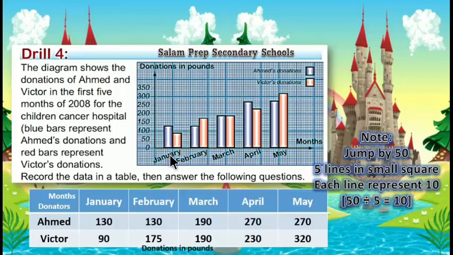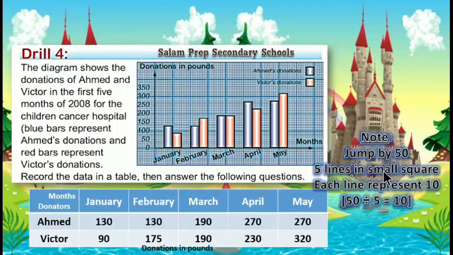On January, 90. On February, 175. On March, 190. On April, 230. On May, 320. Please take care. Note for you: the scale is jump by 50.